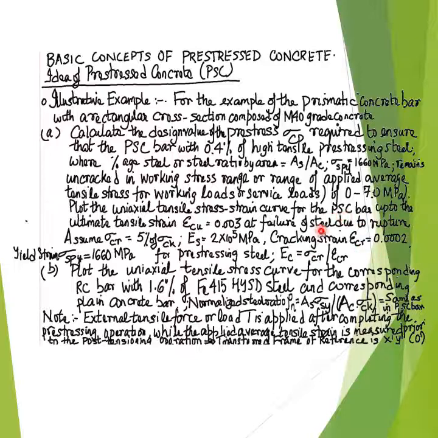Further, the cracking strain, or the average applied tensile strain, epsilon CR, corresponding to the cracking stress sigma CR, is also given as the same as that specified for question number 1 of assignment number 1, that is cracking strain epsilon CR equal to 0.0002, that is 0.02%.